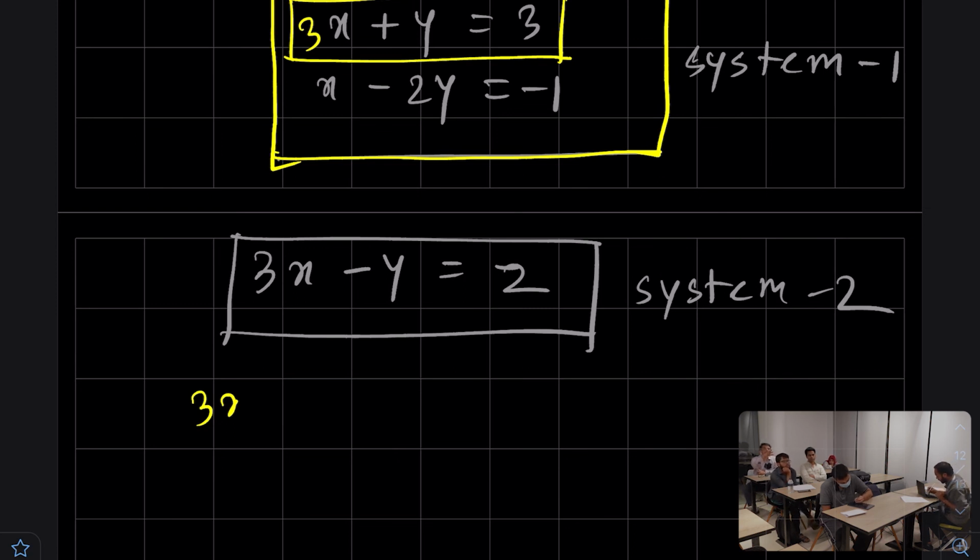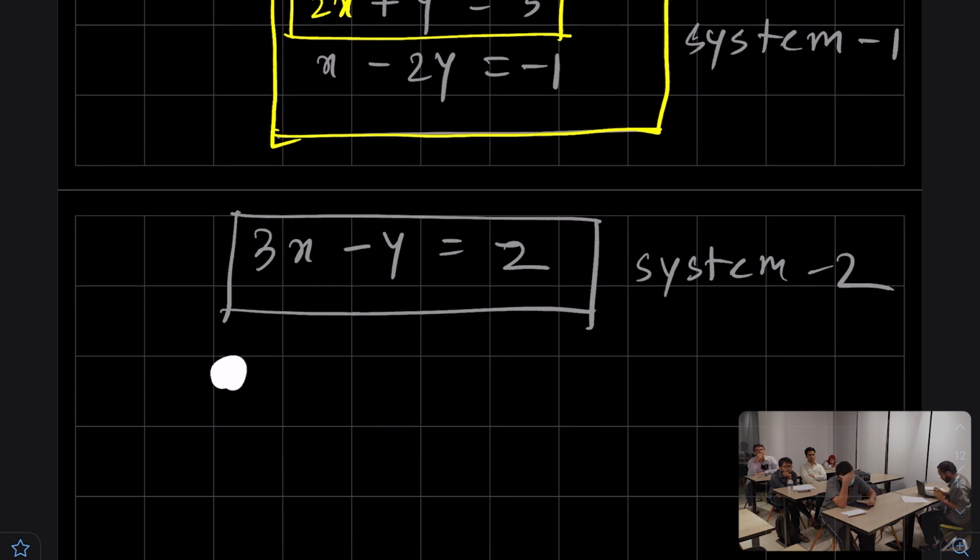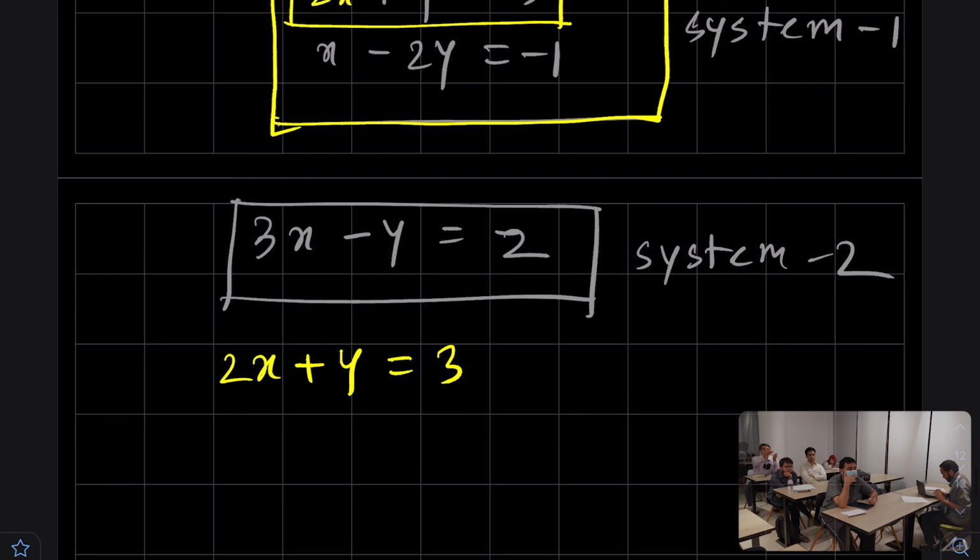So now my question is, if I start with the first equation, it was written 2x plus y. Then this is 3x minus y is equal to 2. Now 2x plus y is equal to 3. Can I get it by multiplying an arbitrary number k with 3x minus y equal to 2?